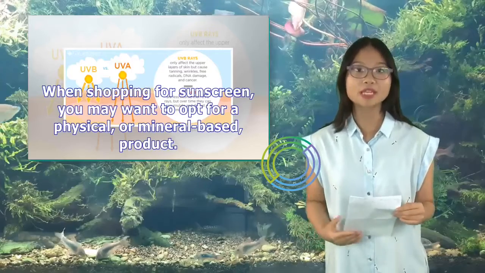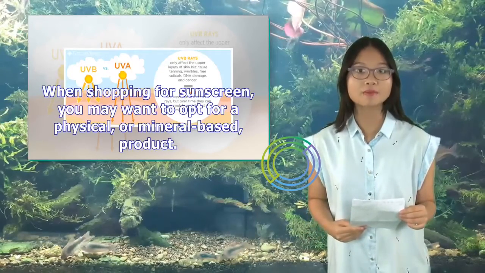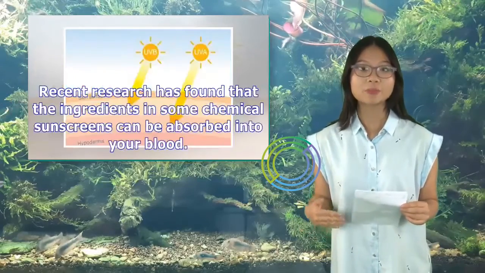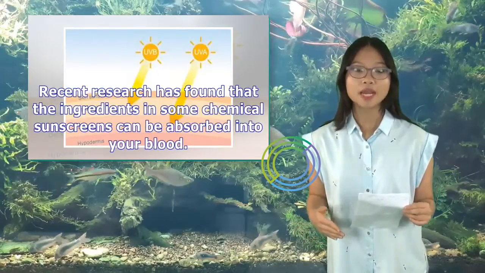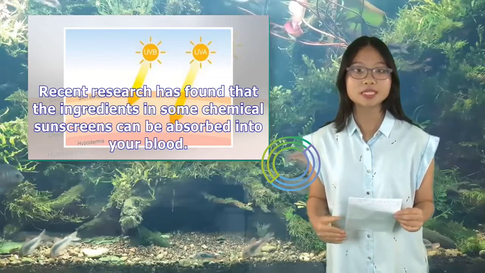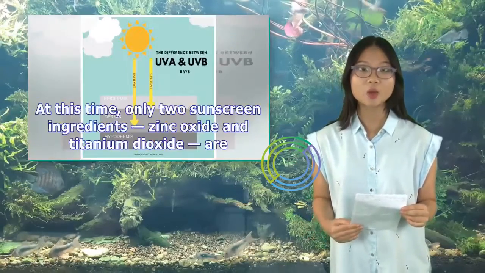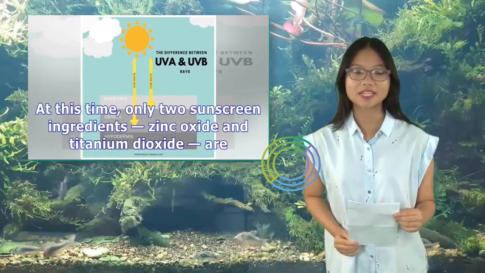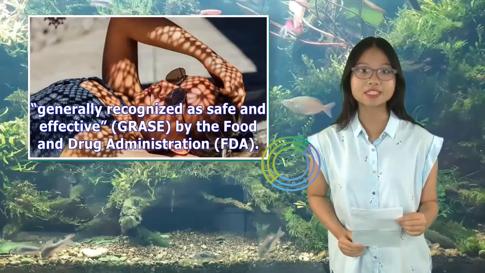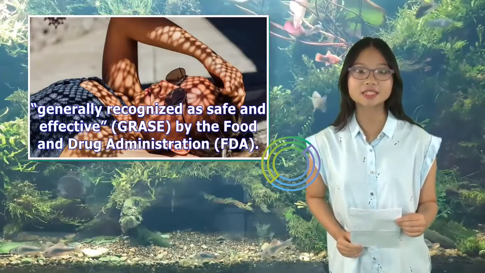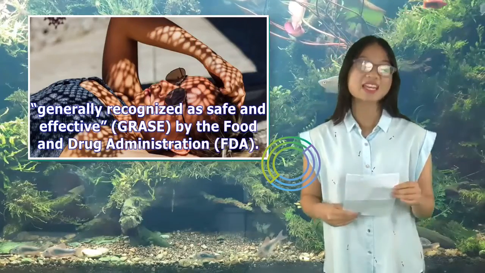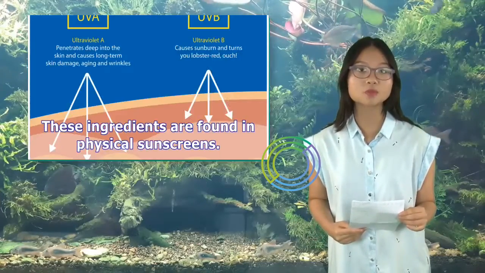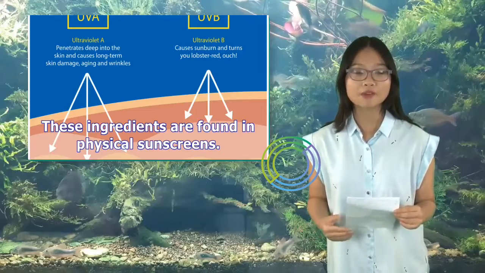When shopping for sunscreen, you may want to opt for a physical, or mineral-based, product. Recent research has found that the ingredients in some chemical sunscreens can be absorbed into your blood. At this time, only 2 sunscreen ingredients, zinc oxide and titanium dioxide, are generally recognized as safe and effective, GRASE, by the Food and Drug Administration, FDA. These ingredients are found in physical sunscreens.